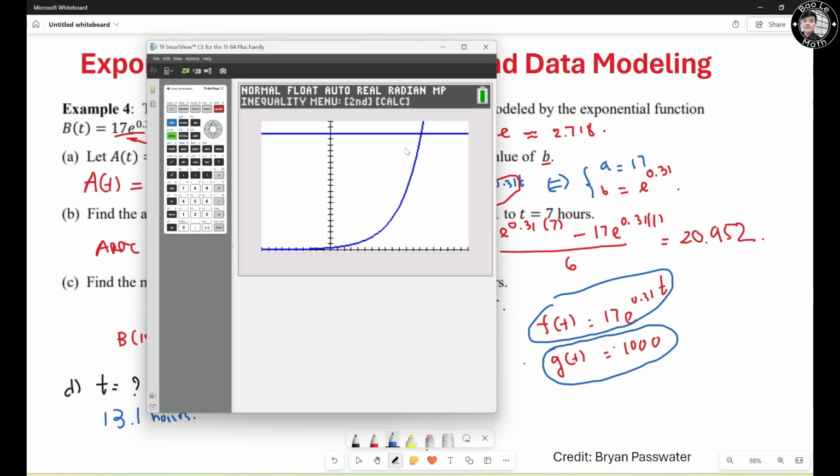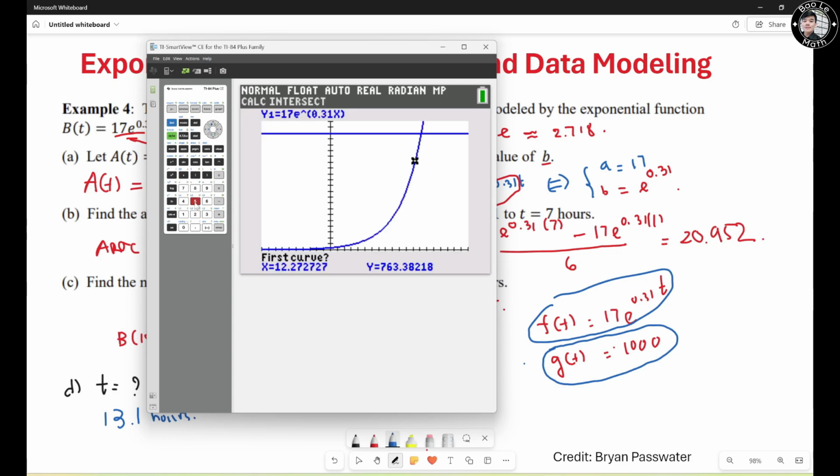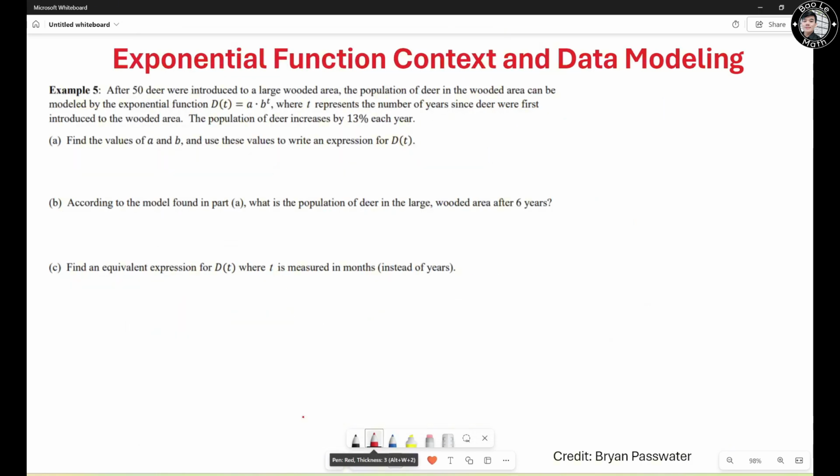And I hit graph. Now I see the intersection right here. Okay, so I hit second trace right here, number 5, intersection. Then I hit enter 3 times: 1, 2, 3. And the intersection right here is going to be 13.1. Done. Now let's jump to the last example.